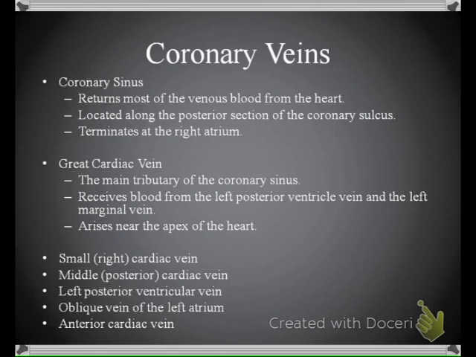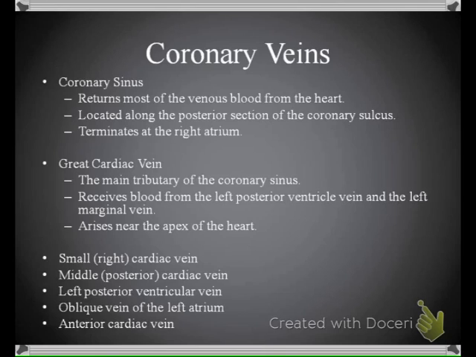So the coronary veins. The coronary sinus is in charge of returning most of the venous blood from the heart. It's located along the posterior section of the coronary sulcus and terminates at the right atrium. The great cardiac vein is the main tributary of the coronary sinus. It receives blood from the left posterior ventricle vein and the left marginal vein. It arises near the apex of the heart.